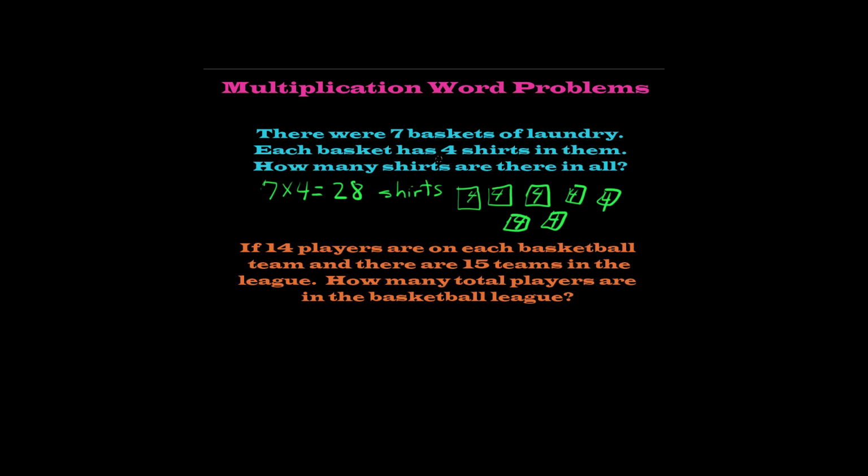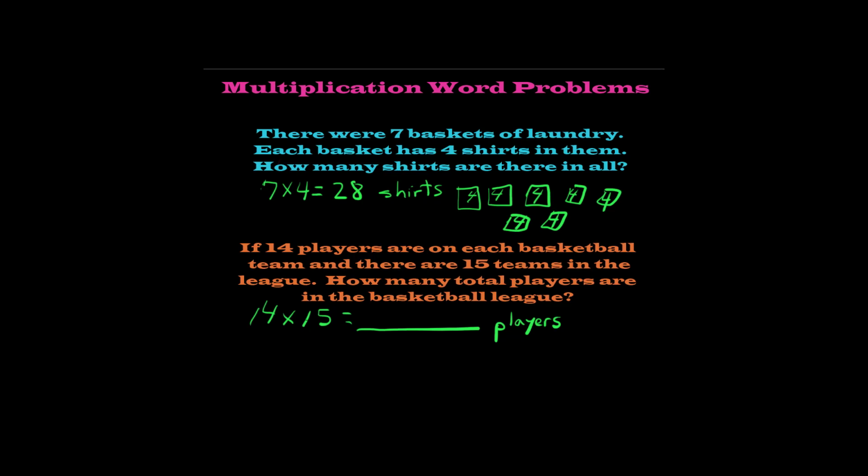All right, so let's look at our second problem in orange. If 14 players are on each basketball team, and there are 15 teams in the league, how many total players are in the basketball league? So once again, total players. So this time we have some keywords of total. So we know that our answer is going to be bigger. If one team had 14 players, our answer has to get bigger. So in this case, the problem is going to be 14 players times 15, and then we also want to have our label, which is going to be players.